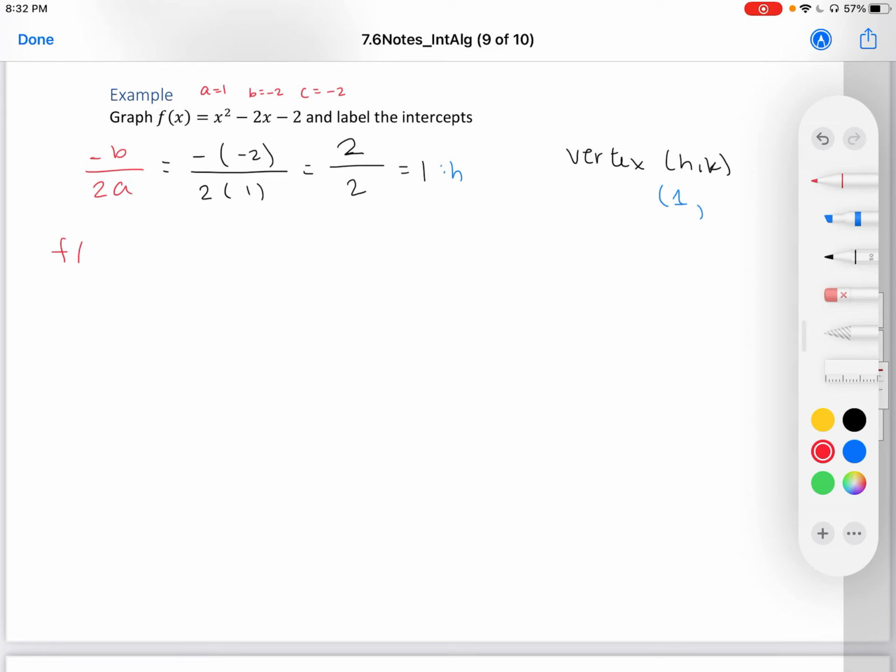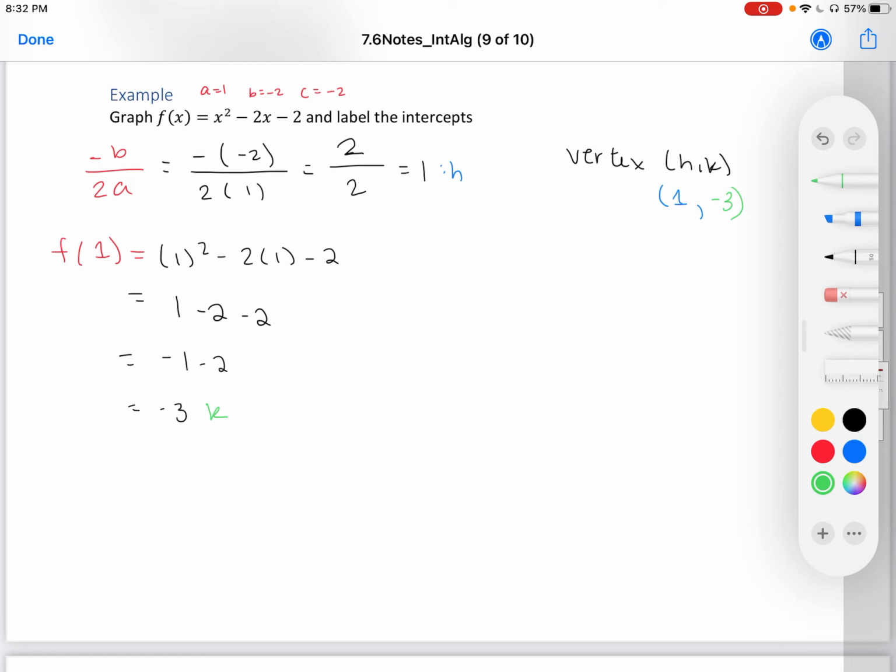Now to find the k, you just plug in that value in. So we want to find f of 1. Let's plug in the 1. So I get 1 squared minus 2 times 1 minus 2. We get 1 squared is 1, minus 2 minus 2. 1 minus 2 is negative 1, minus 2 we get negative 3. And that right there is our k.